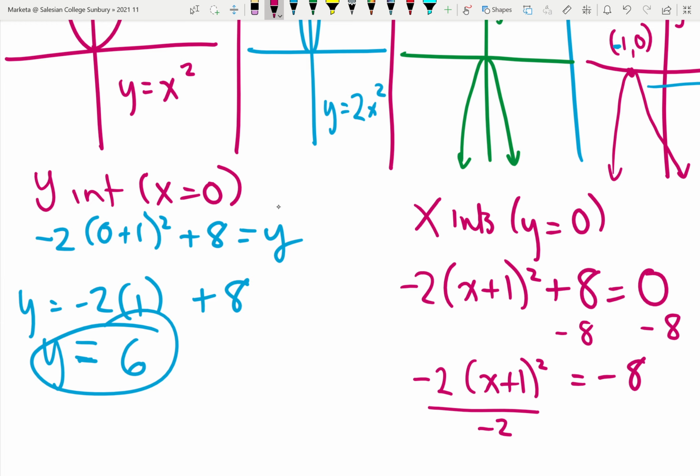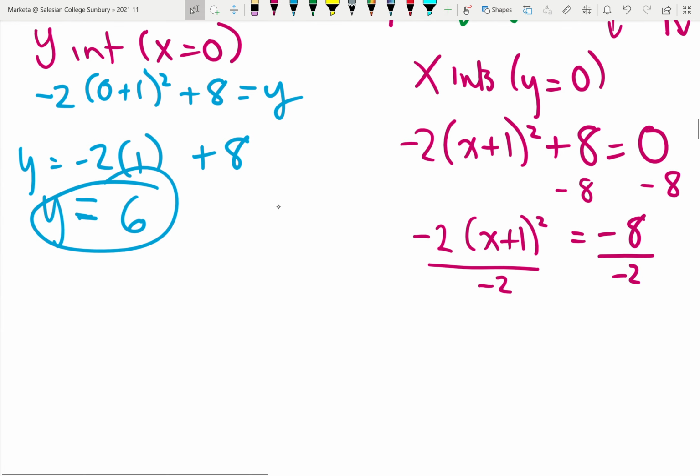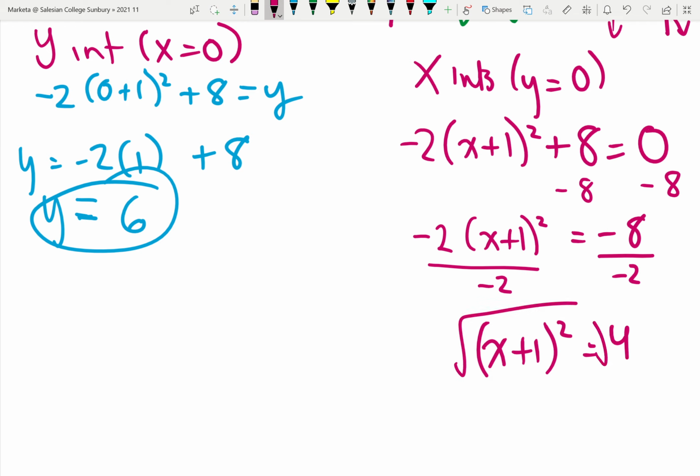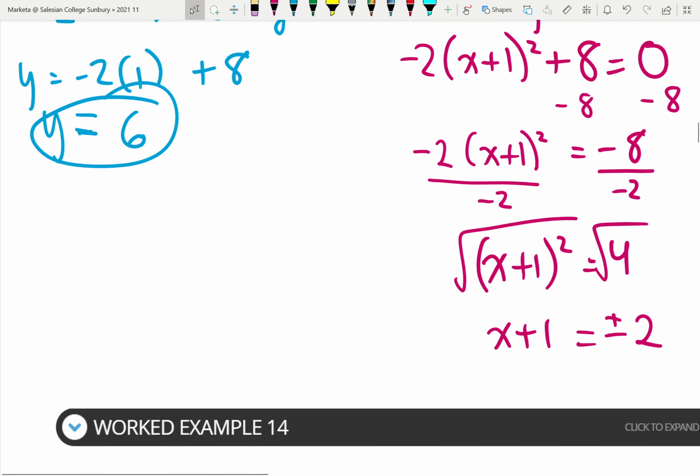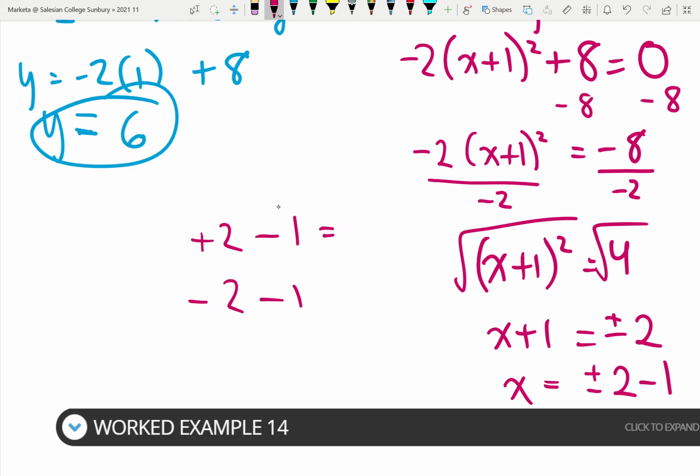Let's divide by -2, and we get (x + 1) squared equals 4. Let's square root both sides. x plus 1 equals plus or minus 2. So don't forget the plus or minus. And x equals, now I'm going to minus 1. So that means +2 minus 1 and -2 minus 1. So that's going to be 1, and this is going to be -3.